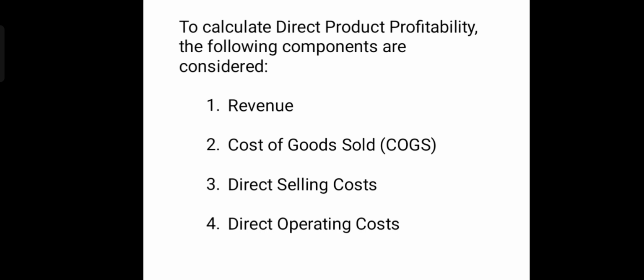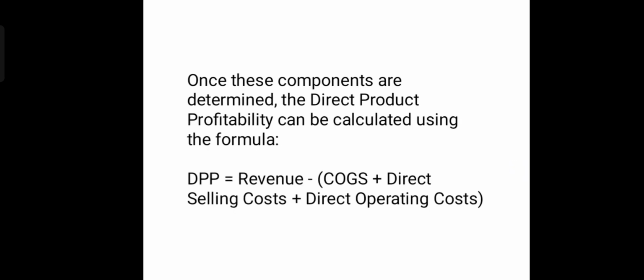And number three is about direct selling cost naman. So these are the costs directly associated with the sales and marketing of the product. So it may include expenses such as advertising costs, sales commissions, packaging, and promotional expenses specific to the product. And number four is direct operating costs. So these are the operational costs incurred in relation to the product, such as warehousing, distribution, transportation, and inventory holding costs. Okay, let's proceed to the next slide.